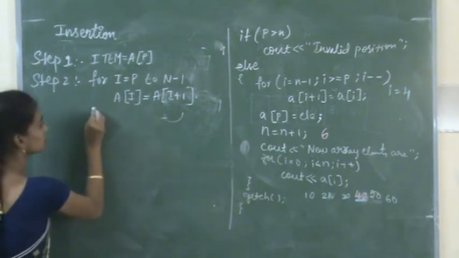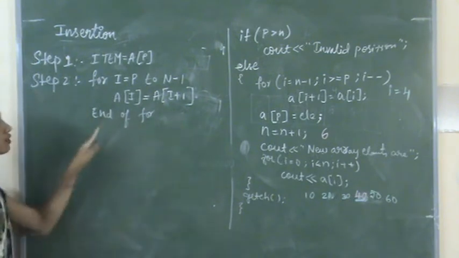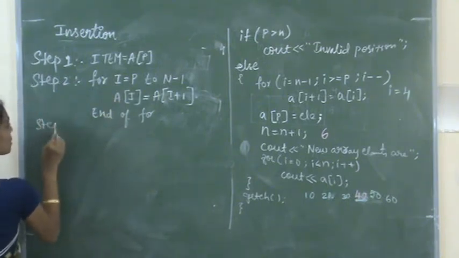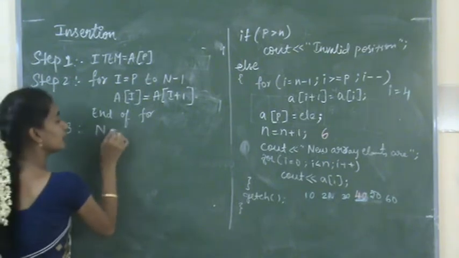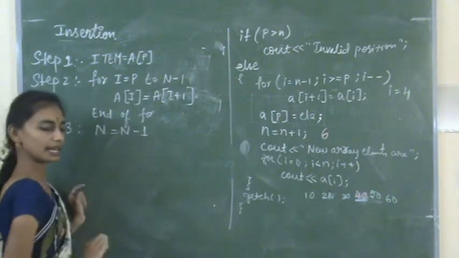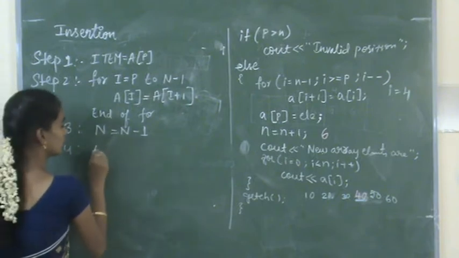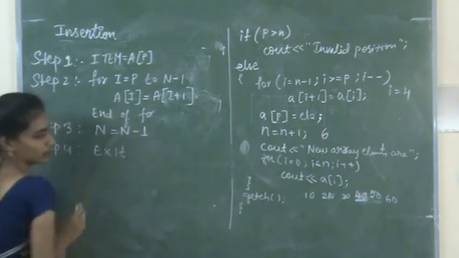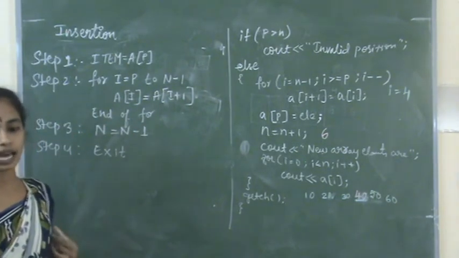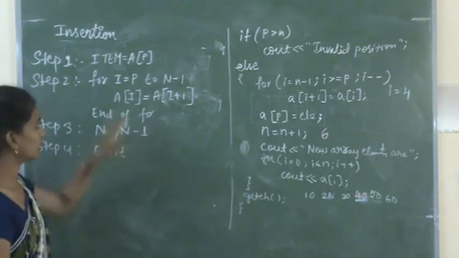After shifting, I need to decrement the n value. So now step 3 becomes n equals n minus 1, which means we are decrementing the size of the array. Then step 4, exit. Okay, so it is just the same as the insertion operation. Here I am decrementing the values for shifting the array.